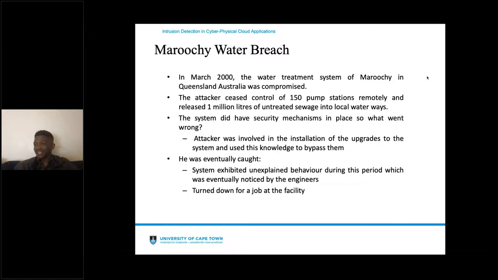And for interest's sake, the attacker did this because after being involved in those upgrades, he wanted to work at the facility. They said no, he was angry, and this is why he attacked the system and caused this amount of damage.